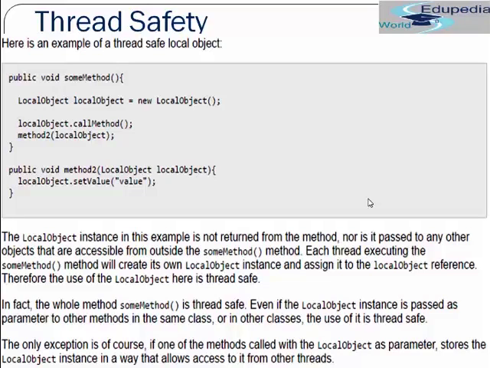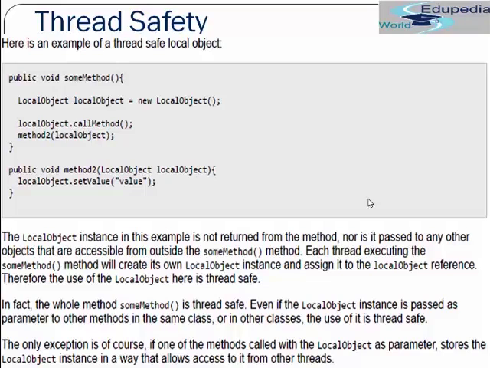So now this local object is actually local to method 2, and method 2 is using this object, and this object is kept local to this method, and it's never used by multiple threads. So that's why this is a local thread safe object. The local thread safe instance in this example is not returned from the method, nor is it passed to any other object that is accessible from outside the sum method.